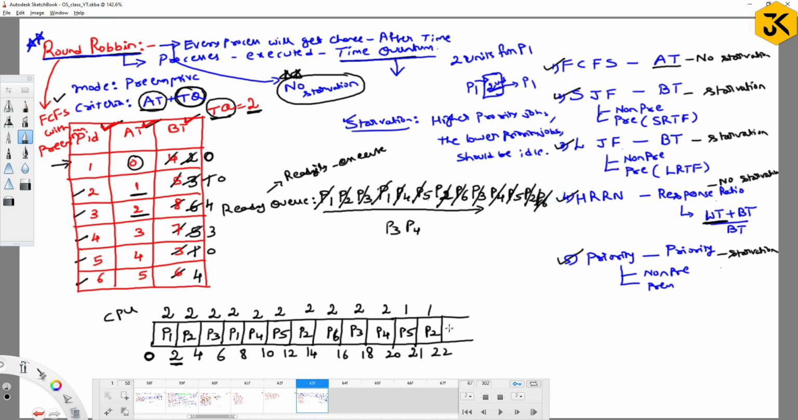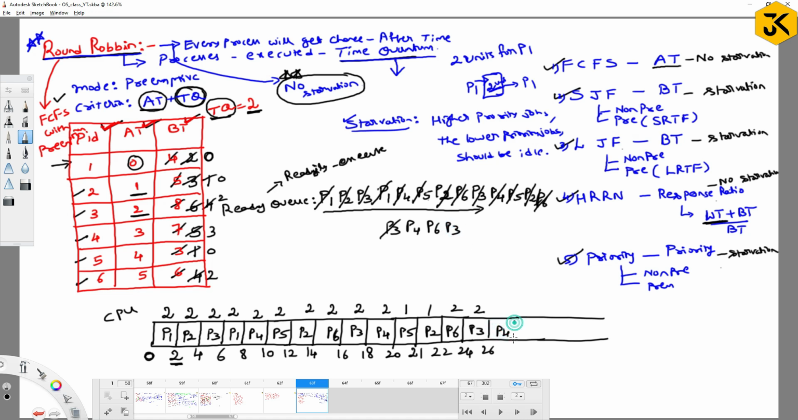Next P6 will get the request. P6 will execute for 2 units of time, done by 24. As it requires more, again I need to add P6 here. Okay, next P3 will get the request and be served for 2 units, and it is left with 2 units. So as it is left with 2 units, I need to add it to the ready queue once again.